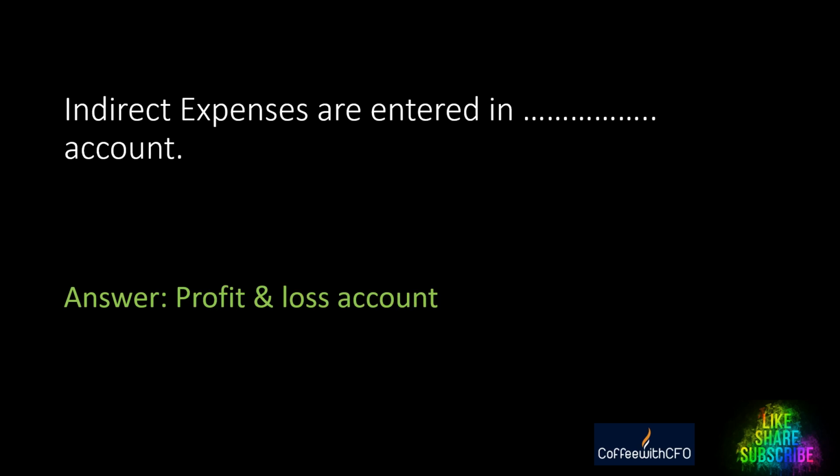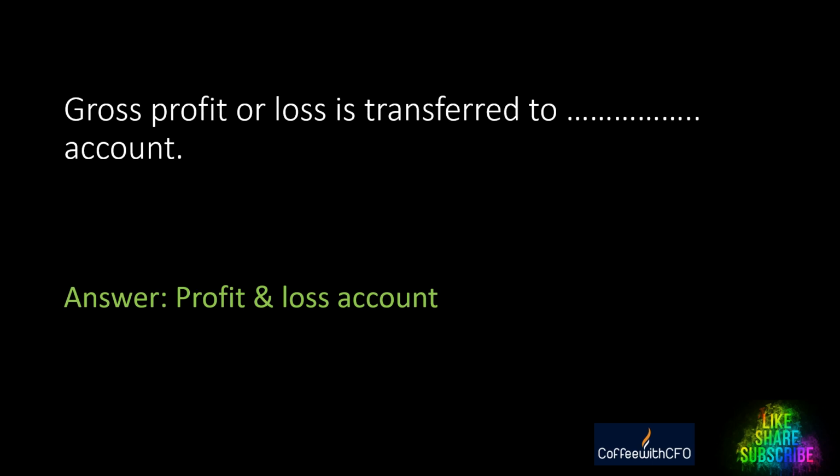Indirect expenses are entered in dash account. Indirect expenses are entered in the profit and loss account, because in the trading account we enter the direct expenses, and in the profit and loss account we enter indirect expenses. Next question. Gross profit or loss is transferred to dash account. The answer is profit and loss account. The gross profit is transferred to profit and loss account, and thereafter we debit the indirect expenses to come to the net profit. Right, guys?